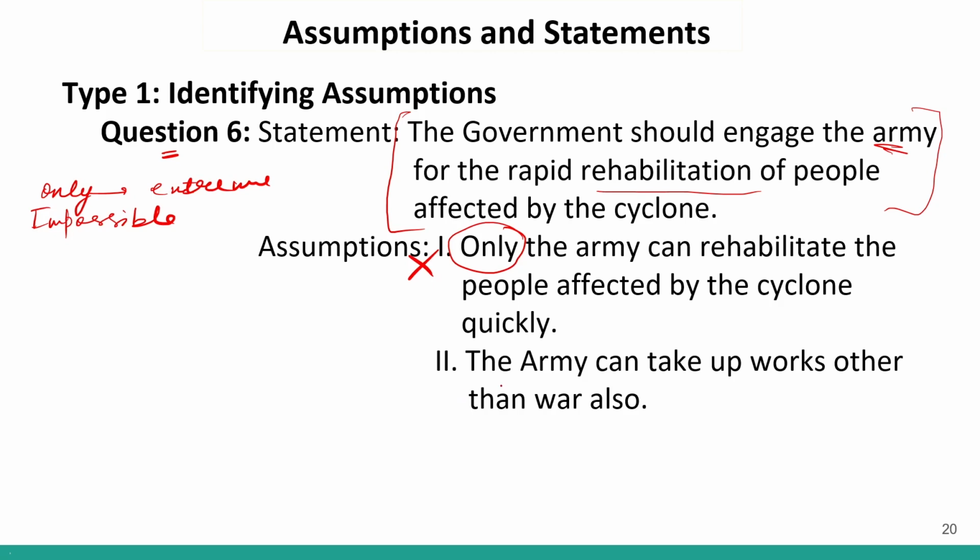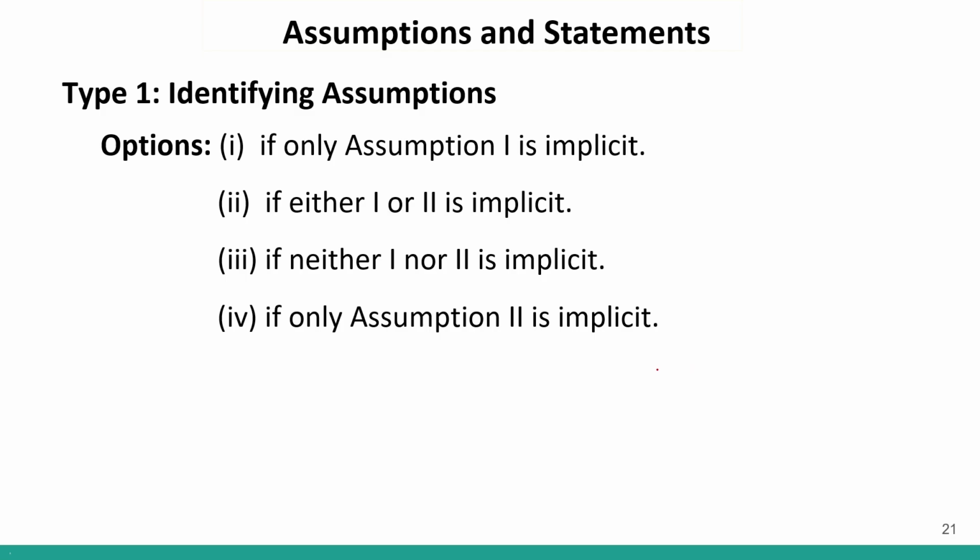Second one is that the army can take up works other than war also. Definitely this is a correct assumption because if we are giving work like rehabilitation to the army, they are doing work other than the war. So assumption 2 would be implicit. So if I look at the options, option number 4 says that assumption 2 is implicit. This will be the correct answer.